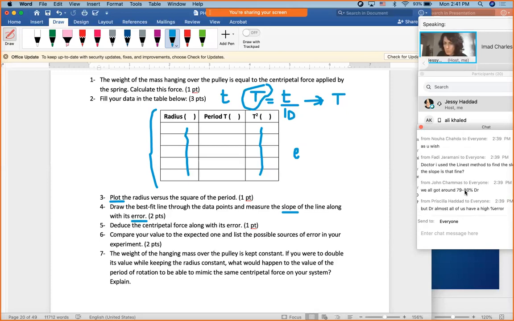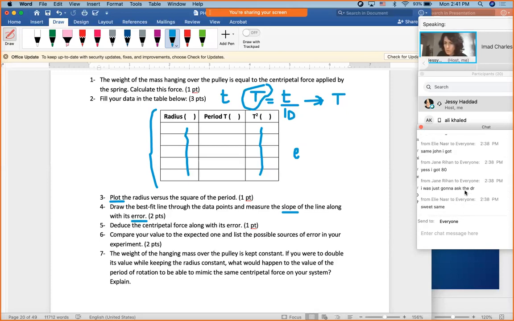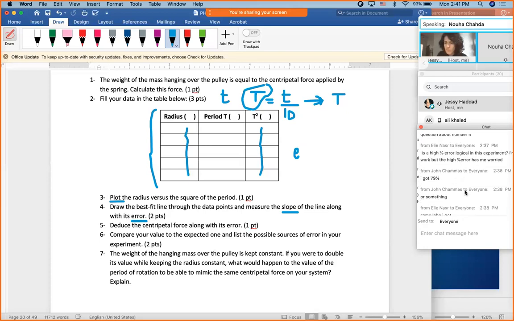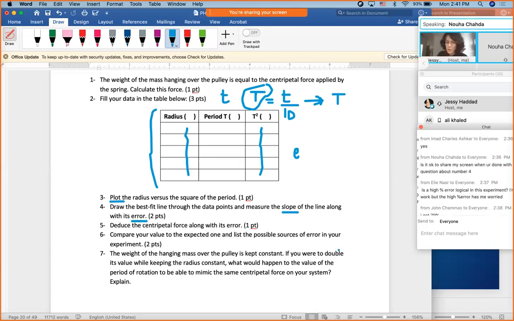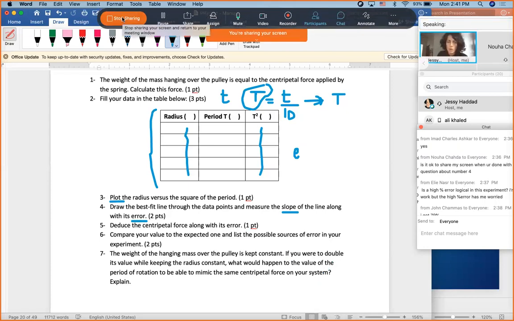Noha said she wants to share her screen. Yes. Do you want to do it now? Or as you wish. Okay, it's okay. Let's do it now. Probably your friends would want to see your question. Go ahead, Noha.